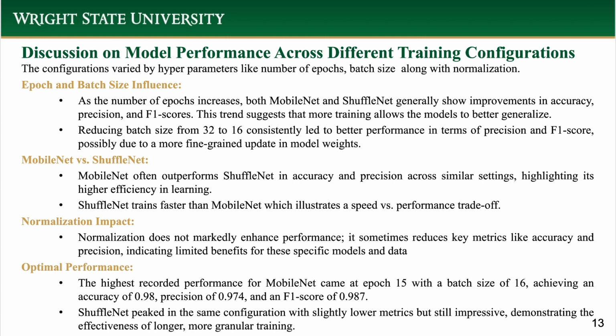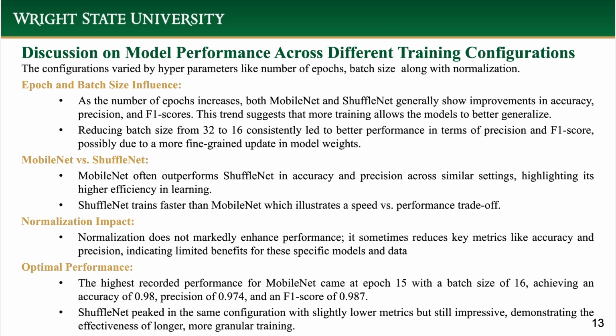Discussion on model performance across different training configurations. The configurations varied by hyperparameters like number of epochs, batch size, along with normalization as we saw earlier. Epoch and batch size influence. As the number of epochs increases, the MobileNet and ShuffleNet generally show improvements in accuracy, precision and F1 scores. This trend suggests that more training allows the model to better generalize.